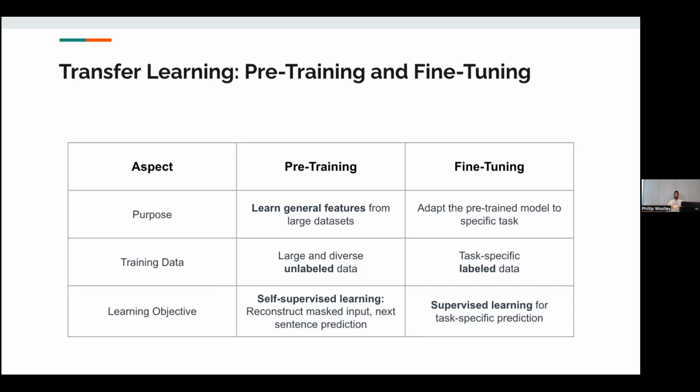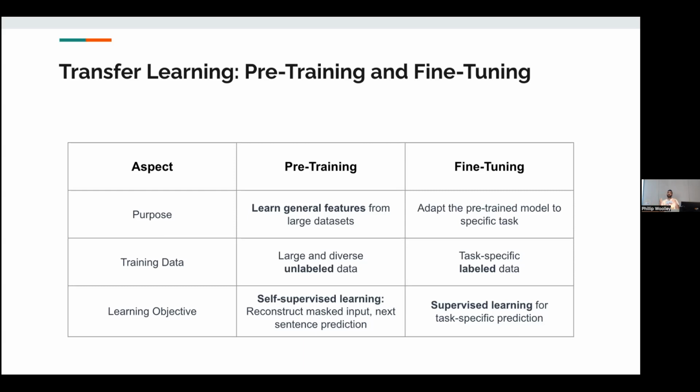So the purpose of pre-training is to learn general features from large data sets. And the training data here is unlabeled. As we discussed before, when the training data is unlabeled and you try to do a task where you predict the next in sequence or you predict the masked sequences, the learning objective here is self-supervised learning. And during this process, your model learns generalized features about the data set. It does not learn something very specific, but general features.